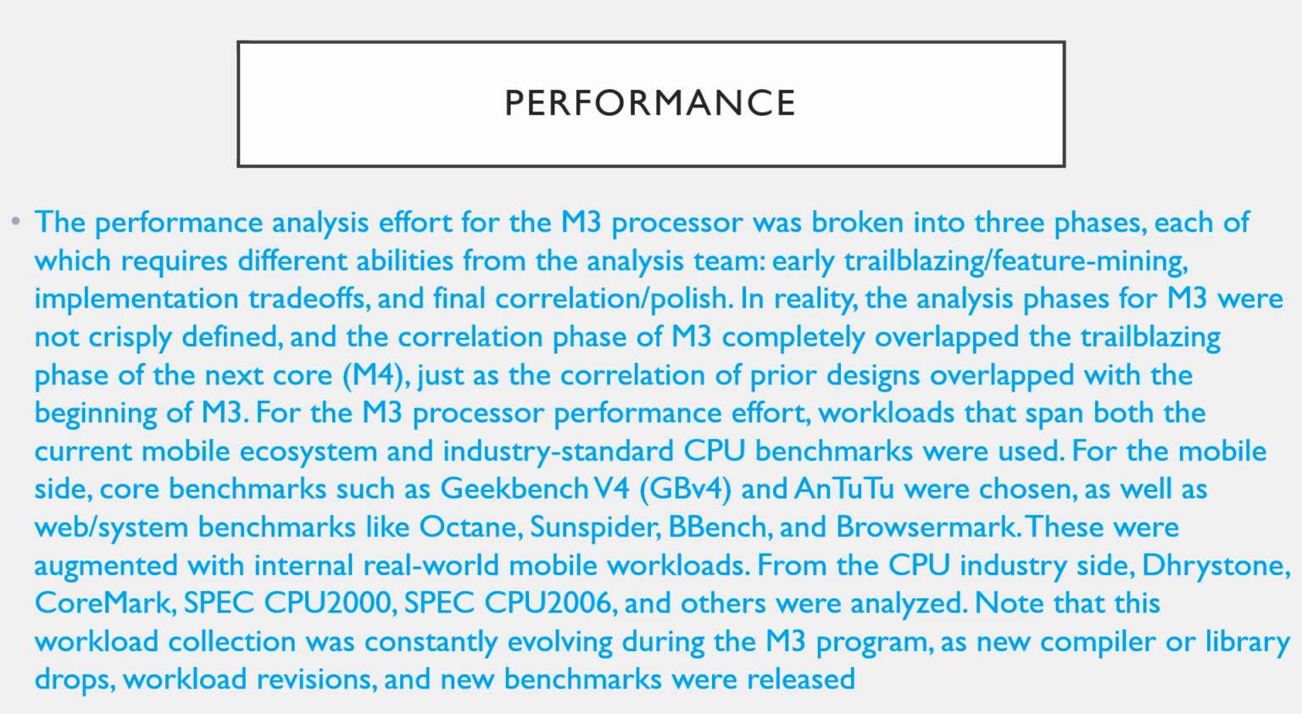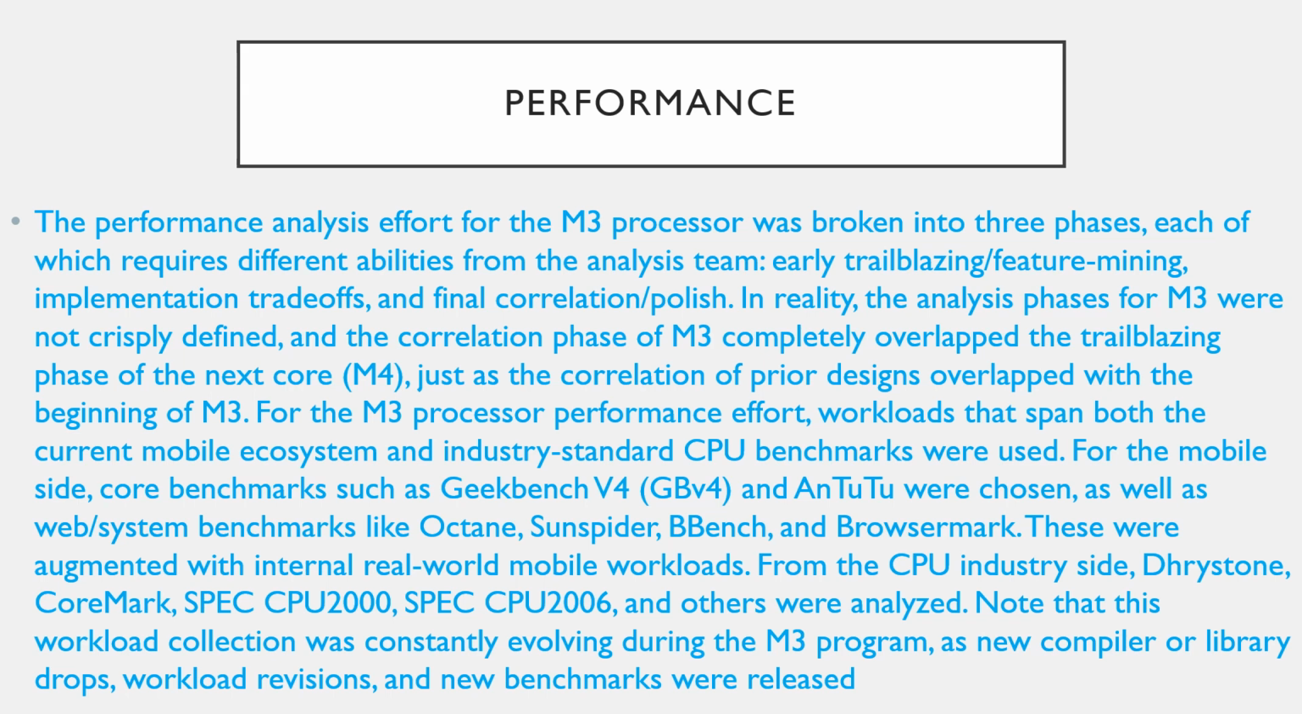The performance analysis effort for the M3 processor was broken into three phases, each of which requires different abilities from the analysis team: early trailblazing feature mining, implementation trade-offs, and final correlation polish. In reality, the analysis phases for M3 were not crisply defined, and the correlation phase of M3 completely overlapped the trailblazing phase of the next core, M4, just as the correlation of the prior design overlapped with the beginning of M3.